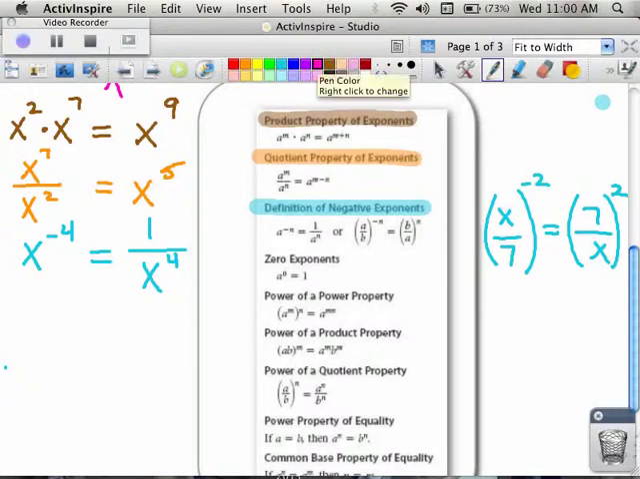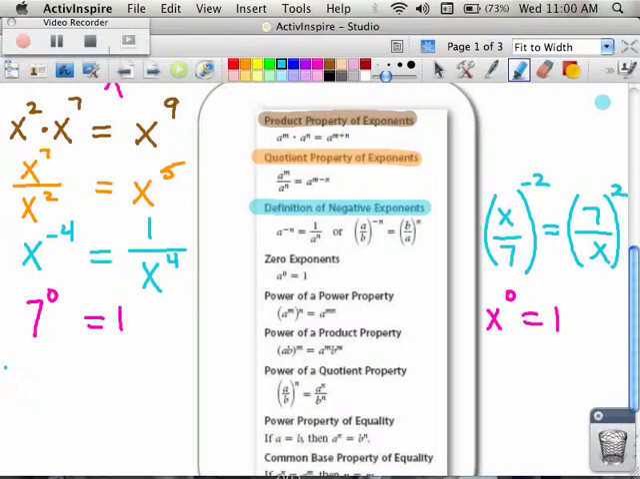Zero exponents. A zero exponent is telling us that anything to the 0 power is 1. So I could take something like 7 to the 0 power, and that's 1. I could take x to the 0 power, that's 1. Anything to the 0 power is 1.